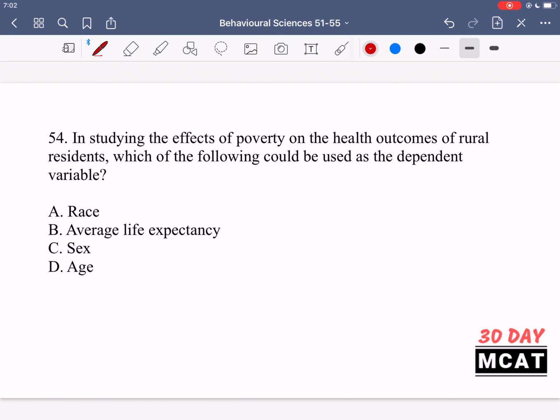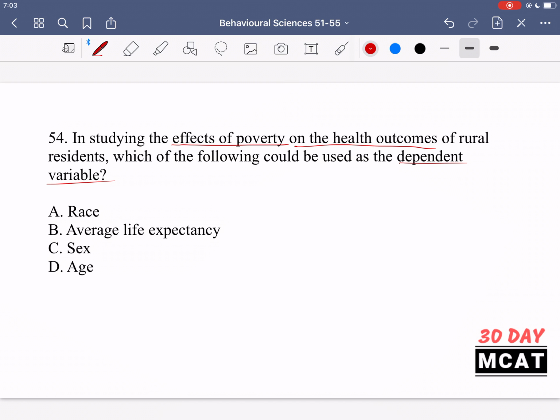In question 54, it says, in studying the effects of poverty on the health outcomes of rural residents, which of the following could be used as a dependent variable? So we're studying something, it doesn't really matter what, but we're looking at the effects of poverty on health outcomes. What is going to be the dependent variable? So in a study, we can have an independent variable, which we manipulate, and then that later on leads to a dependent variable, which is the thing that we're actually trying to measure. And we're looking at something that relates to poverty, and this is the thing that we can change because we can change what we're looking at and focusing on at that given time, and then we see the effect that this has on health outcomes.